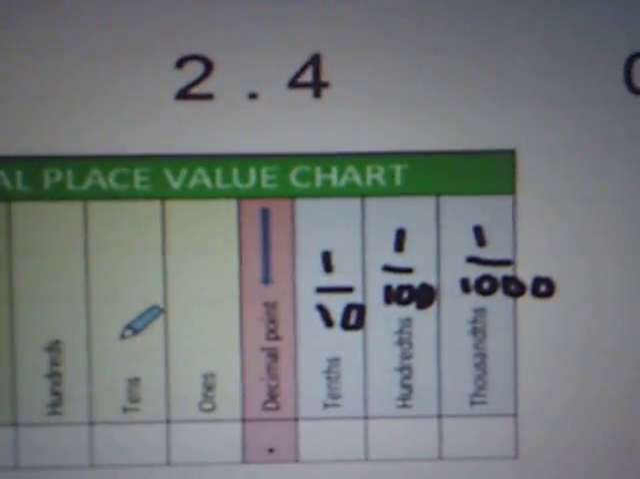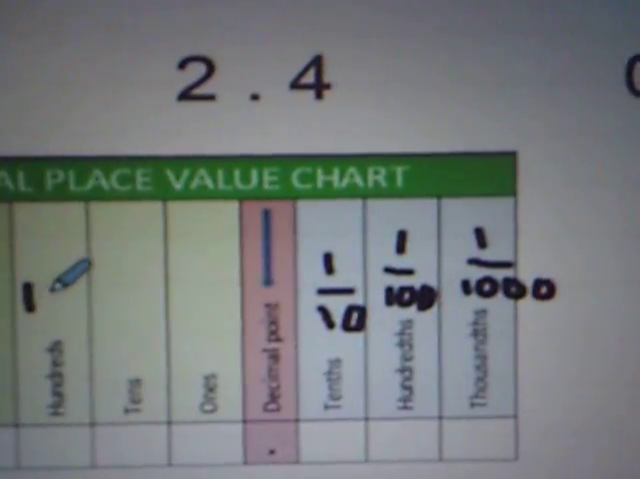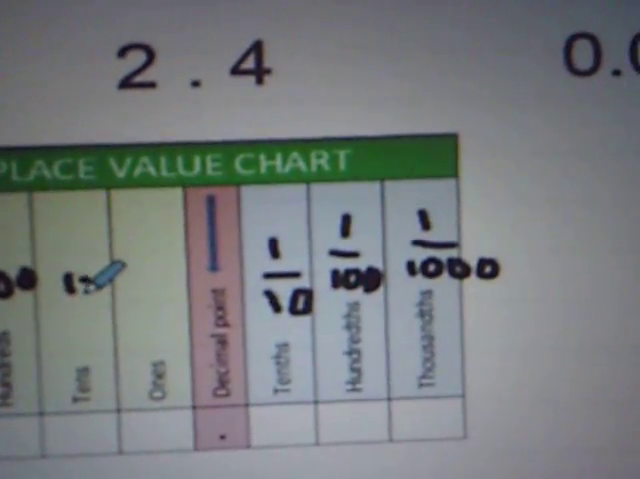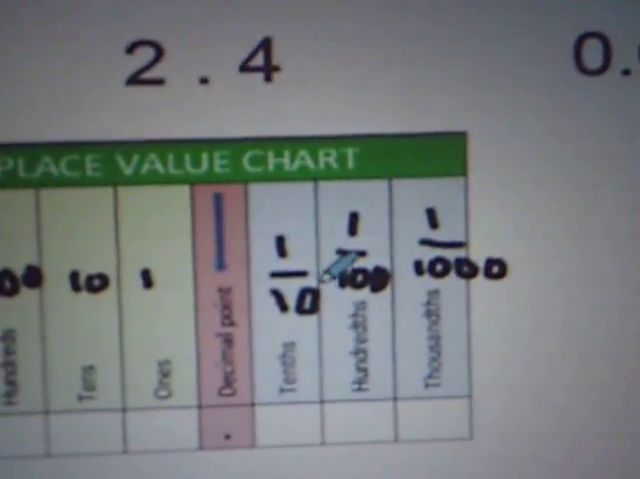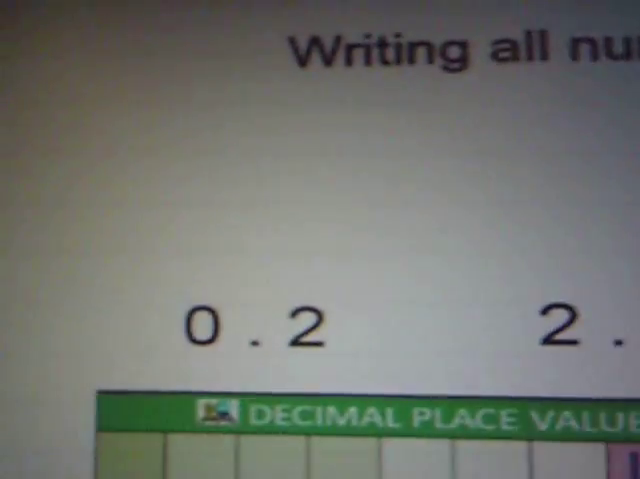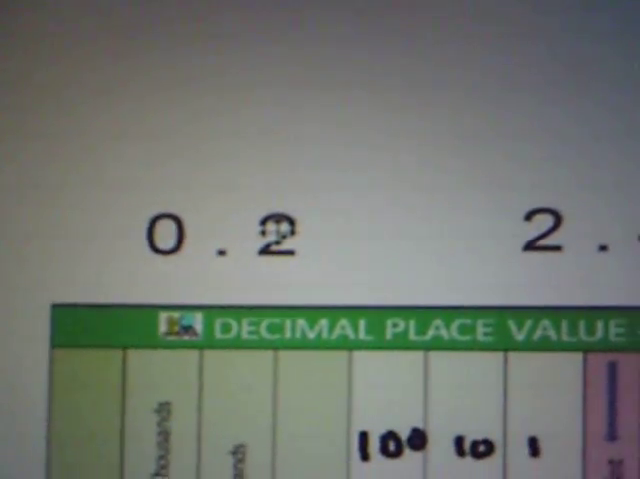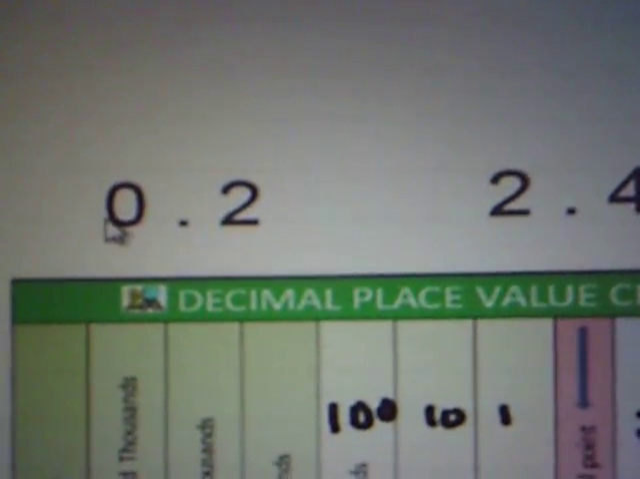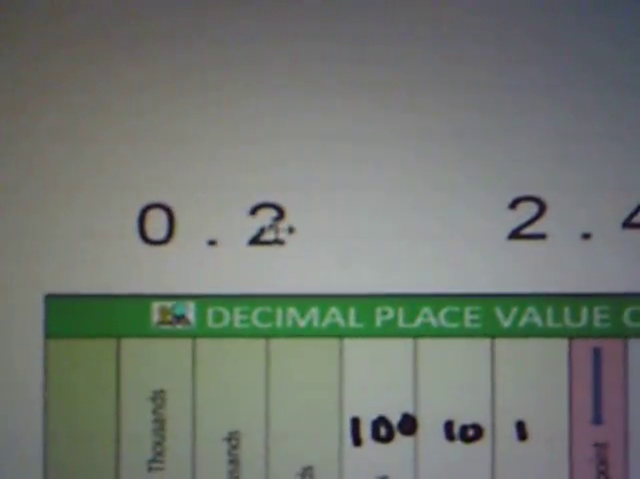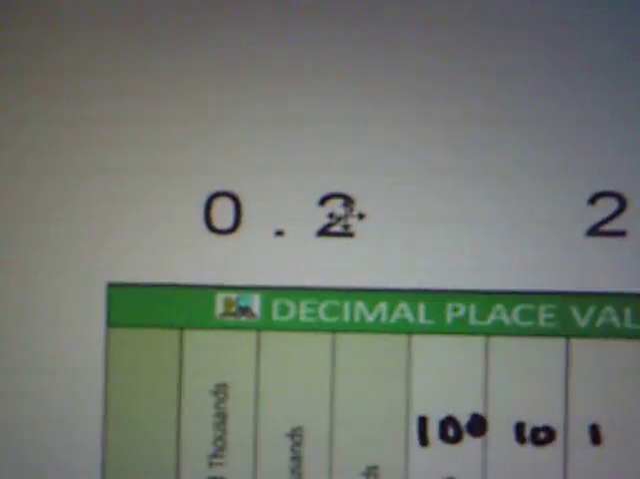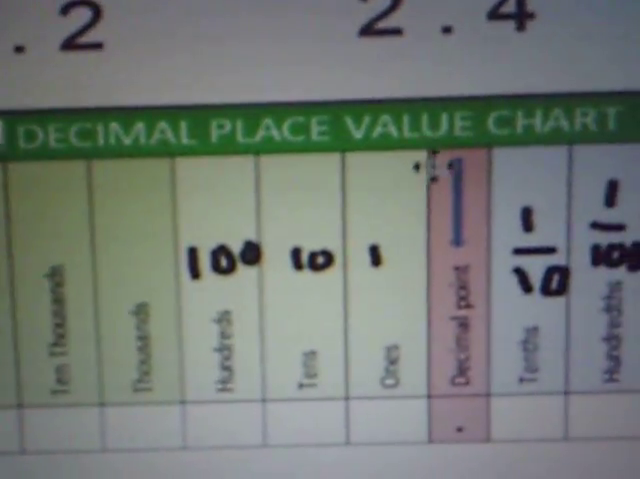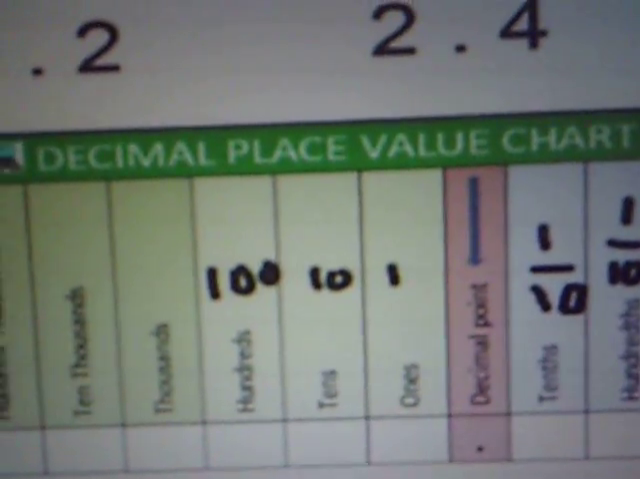Okay, so here's all your whole numbers. Your 100, your 10, your 1, and here's all your numbers smaller than 1. Okay, let's look at how to turn these decimal numbers into fractions now. So first what you do is you got to put the decimal into the place value chart. And the key to this, and a lot of students need to be careful of this, is they need to make sure the decimal point is aligned with the decimal point in the chart.